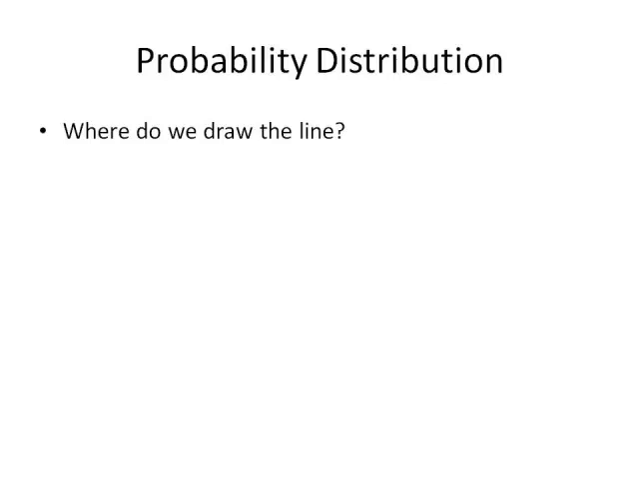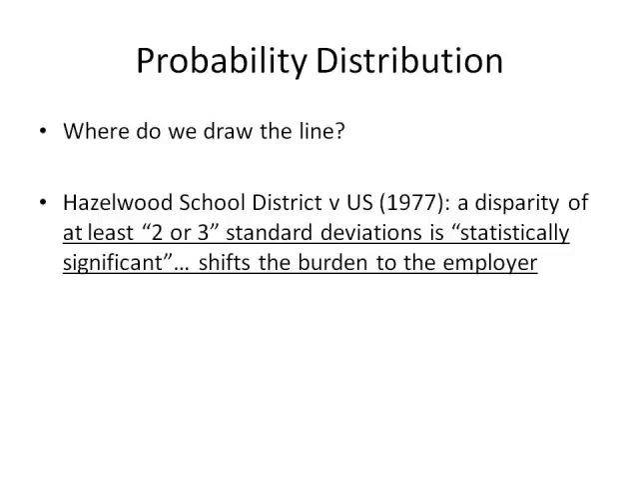The central issue here is, where do we draw the line? How many heads above 5 would I have to get for you to be comfortable in accusing me of cheating? How many is too many? Well, the Hazelwood School District versus U.S. decision said that a disparity of at least 2 or 3 standard deviations is statistically significant.